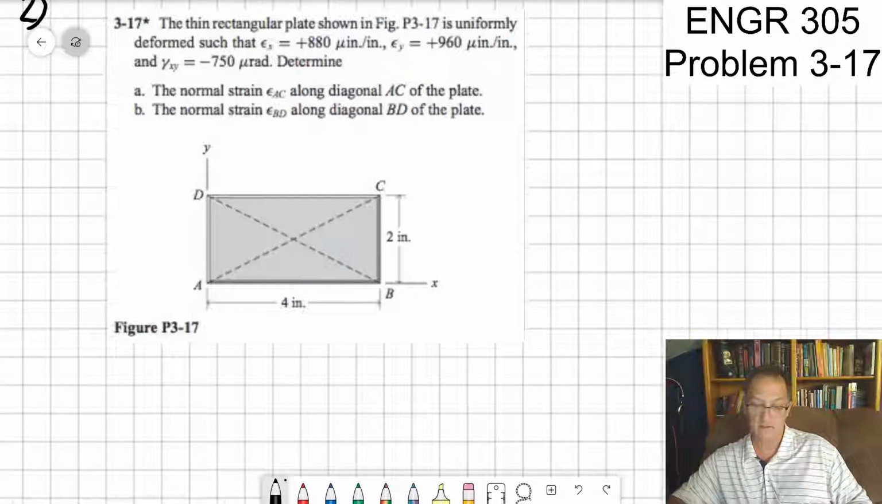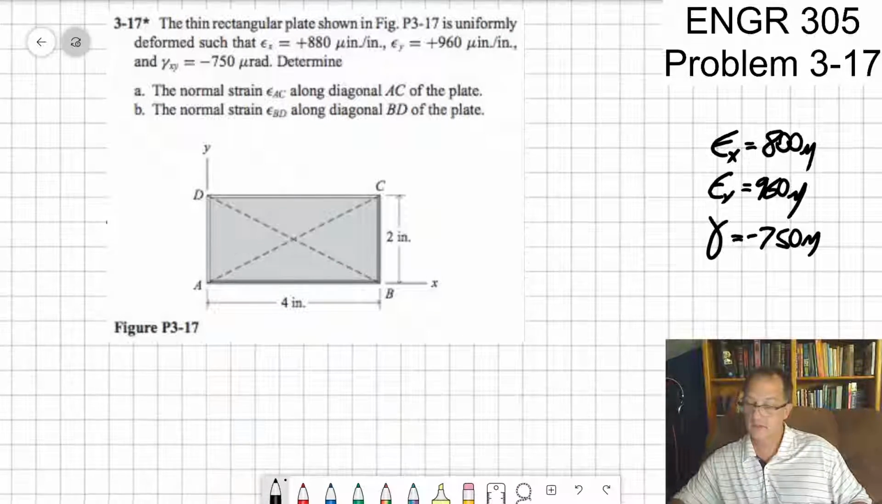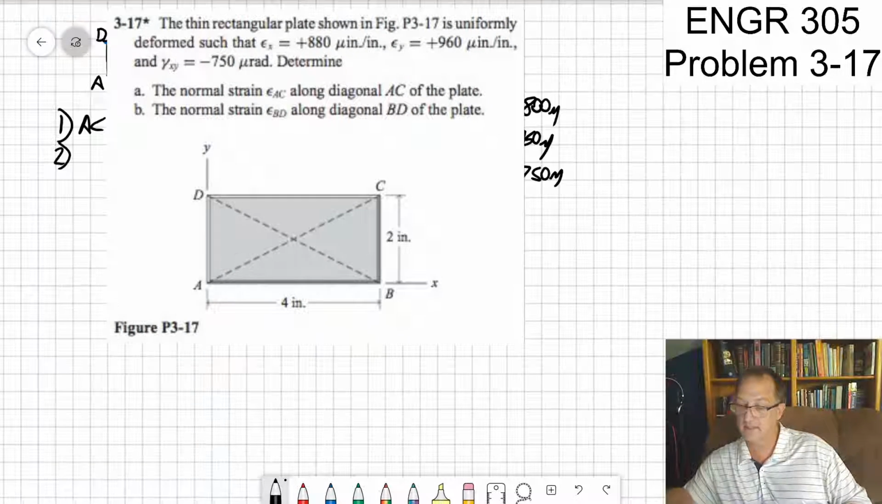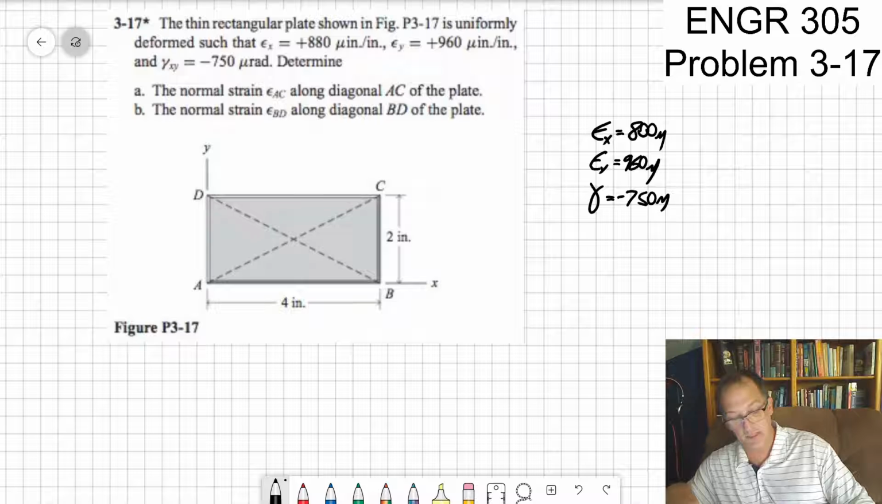Oh my goodness. The BD strain. I don't know why that's going. I guess I'm hitting it at two spots at once.